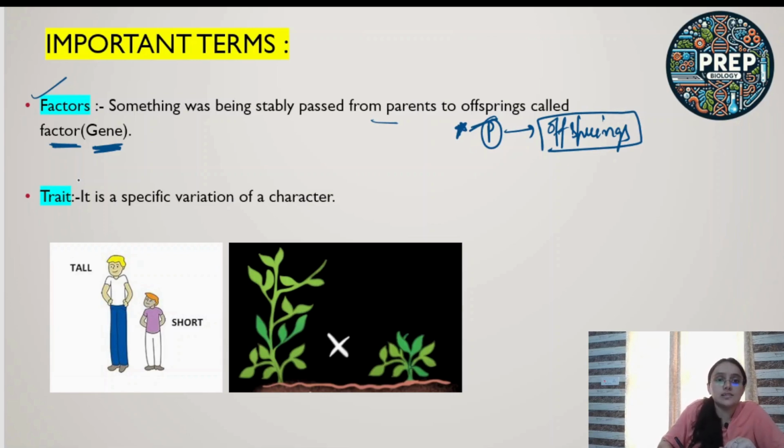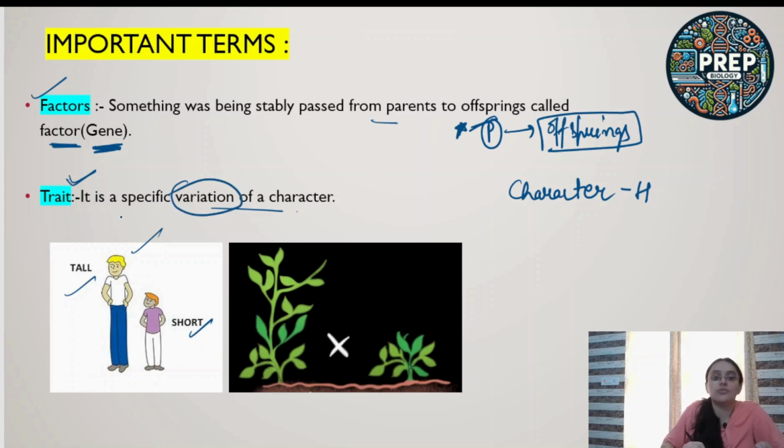Next is trait. What is a trait? It is a specific variation of a character. For example, the character is height, and the traits are tall and short. These are the variations of a character. So height is the character, and the traits are tall and dwarf plant. I hope this is clear to you all.